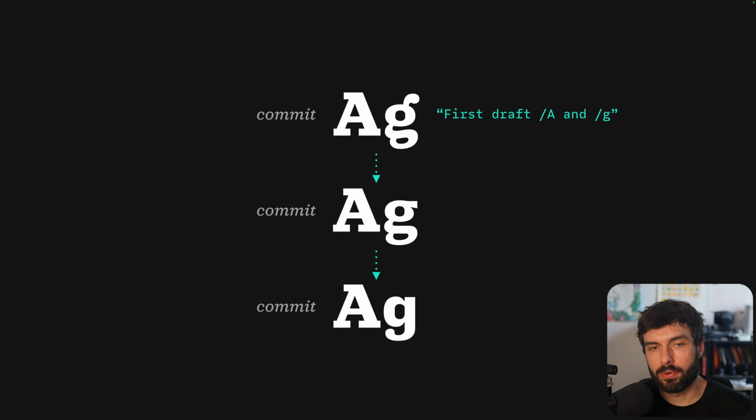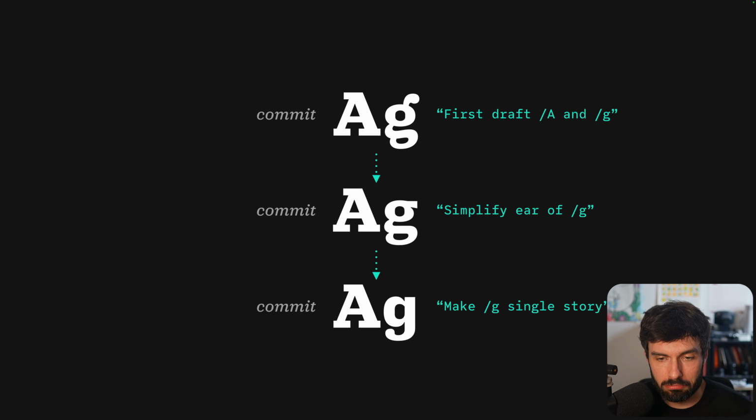So maybe the first thing here is like you've just drawn the A and the G. So maybe you'll note that progress. And then you simplified the ear of the G, and then you made the G single story. These are just like quick messages so that you'll see it later on and you can go back to that point, or know that you edited certain things at that point.